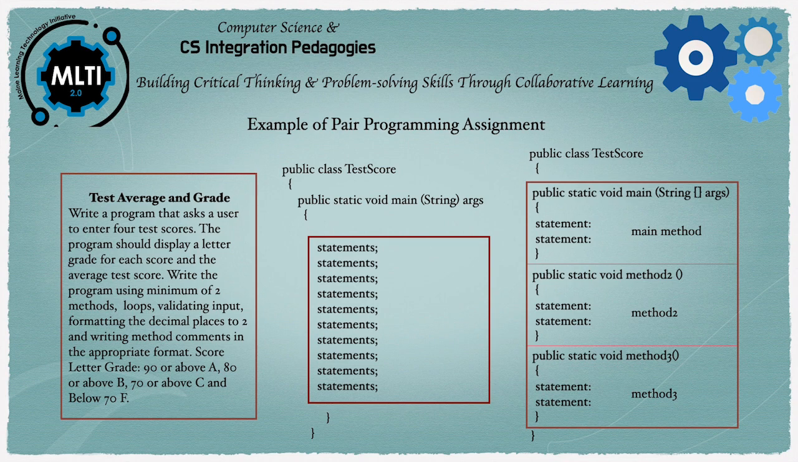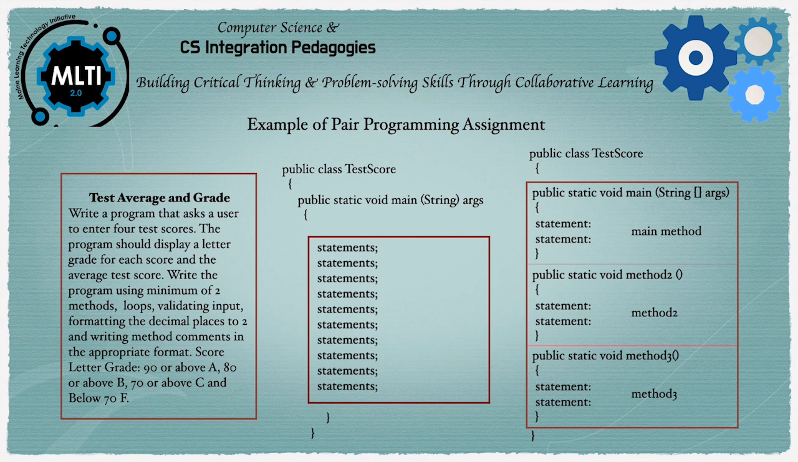Methods in Java are commonly used to break a problem into small manageable pieces. Instead of writing one long complex method that contains all of the statements necessary to solve a problem, several small methods that each solve a specific part of the problem can be written. The assignment is test average and grade. It is perfect for pair programming.